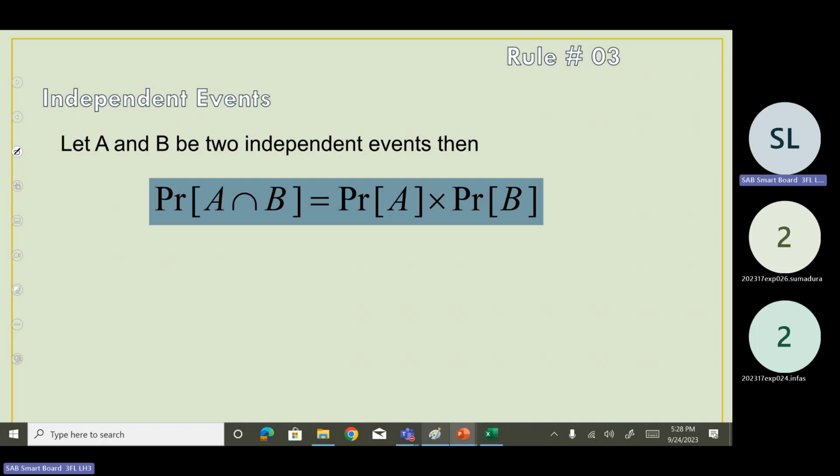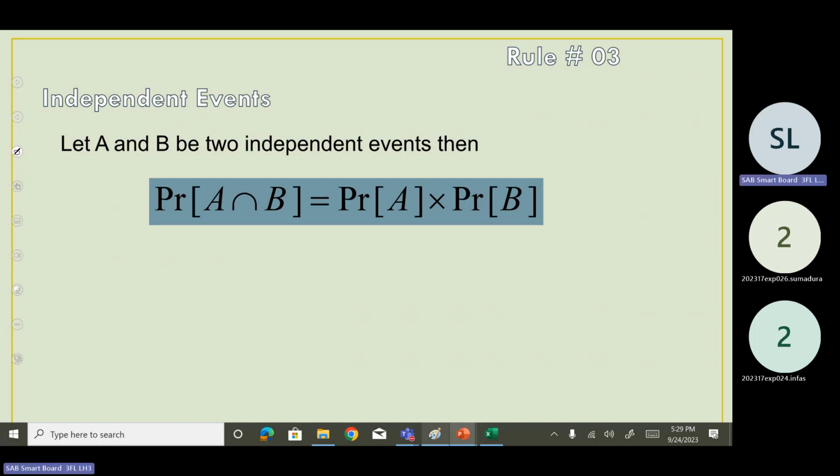So next, the formula. Let A and B be two independent events. Then probability of A and B equals probability of A into probability of B. You can simply multiply the two probabilities and get the 'and' probability. So this is the restricted formula. Under that independent condition only you can apply. If the two events are independent, apply this. Otherwise, don't apply.